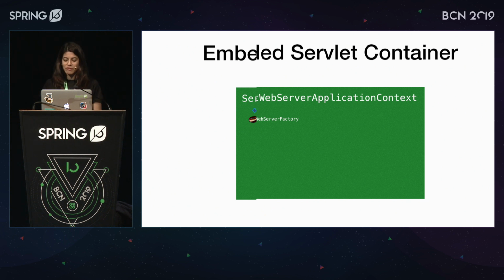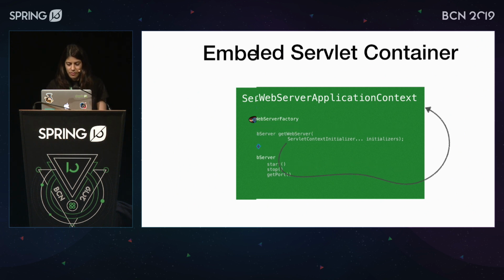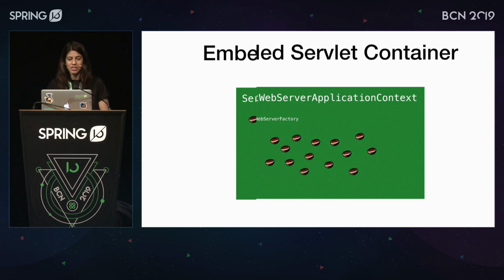And the Servlet Web Server Factory bean will then give you a web server using some of the servlet context initializers that are available within the application context itself. So the web server is something such as Tomcat, Undertow, Jetty, which can be started and stopped. And like I mentioned before, when the web server is created, the servlet context initializers that are present in the application context get applied to the web server as it starts up. So again, those are registered as beans.